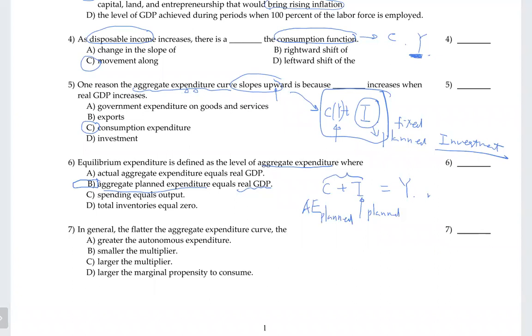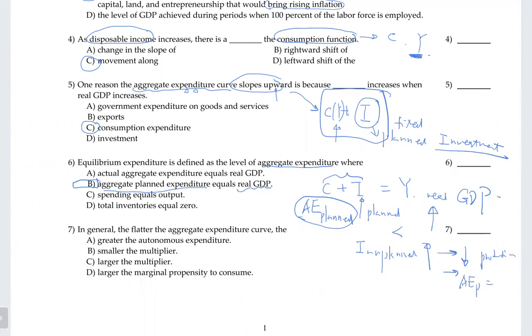Right-hand side is real GDP. Okay, so remember in class we talked about the adjustment process. If real GDP is too high, then planned aggregate expenditure is smaller. So then you're going to have I unplanned increase. So that's a signal. We have been too optimistic, and usually that's going to reduce the production until we reach the point where AE plan equals GDP.